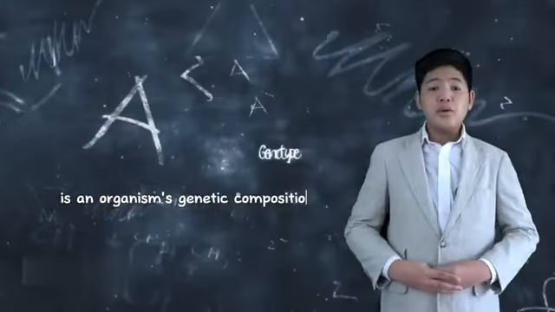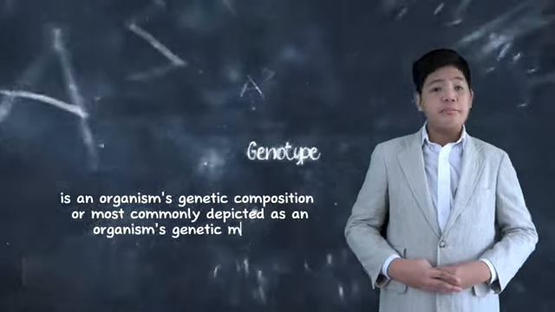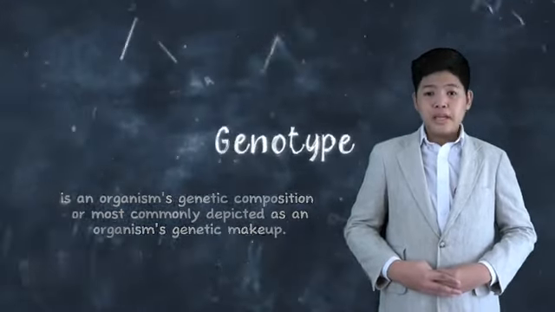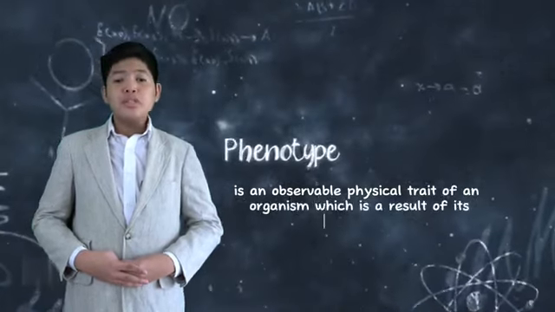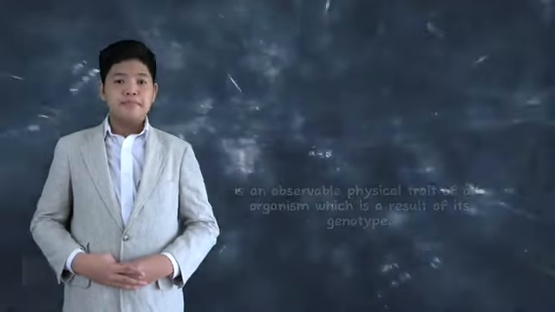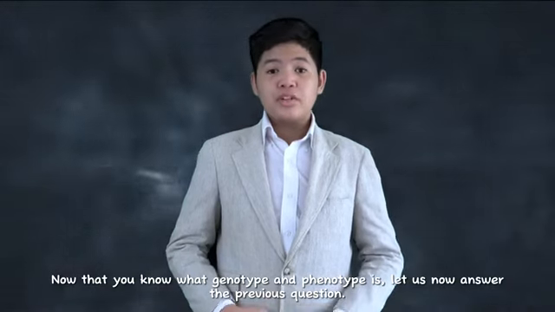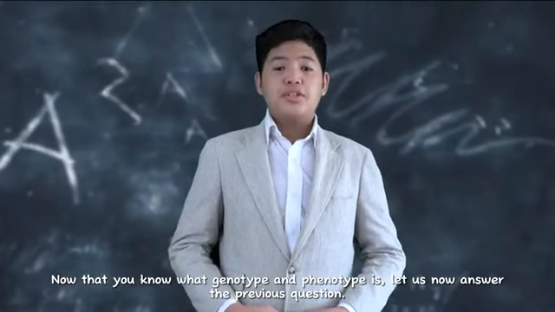Genotype. Genotype is an organism's genetic composition, or most commonly depicted as an organism's genetic makeup, while phenotype is an observable physical trait of an organism, which is a result of its genotype. Now that you know what genotype and phenotype is, let us now answer the previous question.